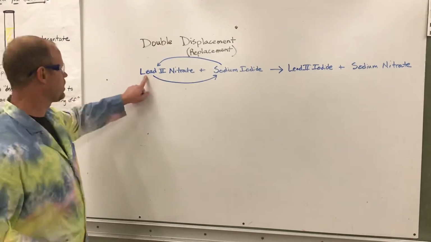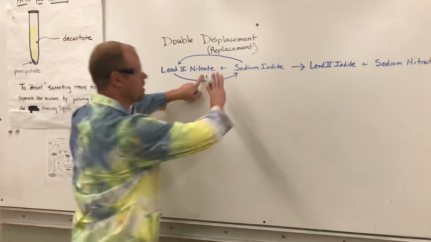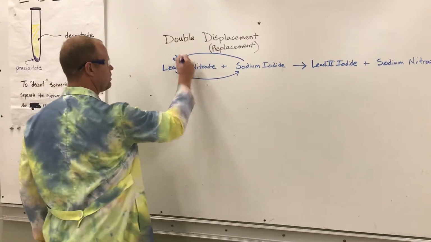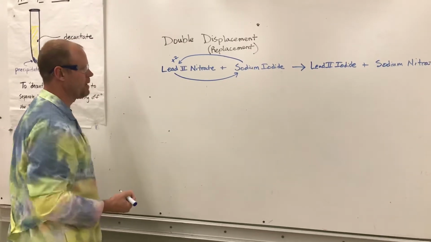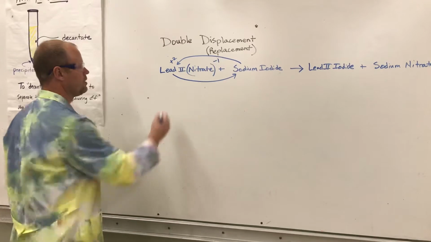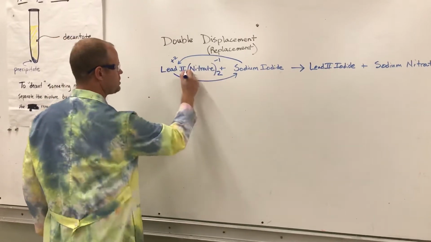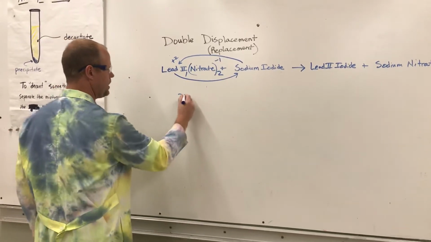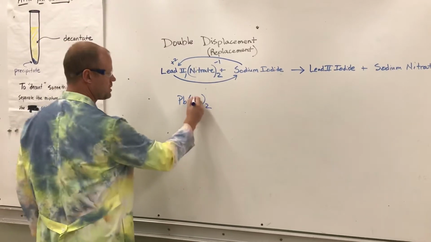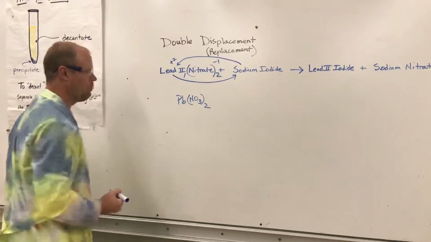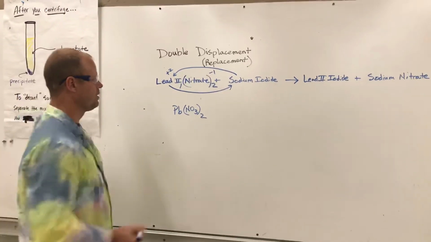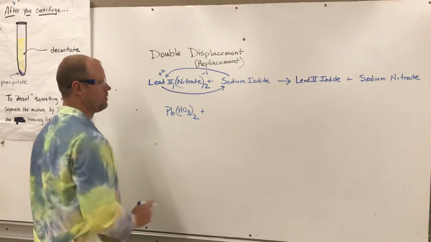So let's first take a look at lead 2 nitrate without paying attention to any of this stuff over here. Lead has a charge of +2. Nitrate, if you look it up on the back of your periodic table, is one of those groupings, and it is a -1. So I'm going to need 2 nitrates to go with 1 lead. Pb and 2 nitrates, and remember nitrate is this combination that is NO3. That won't change. That's always nitrate. There's lead 2 nitrate.